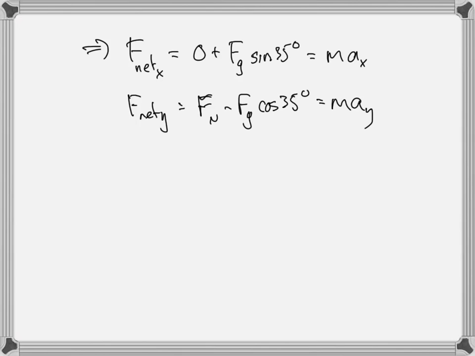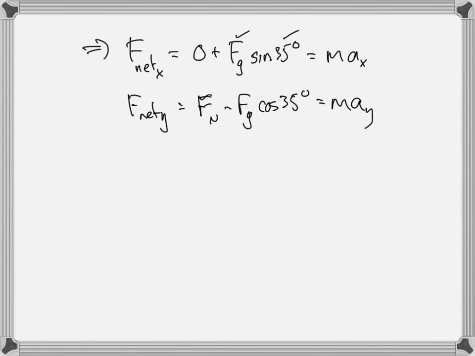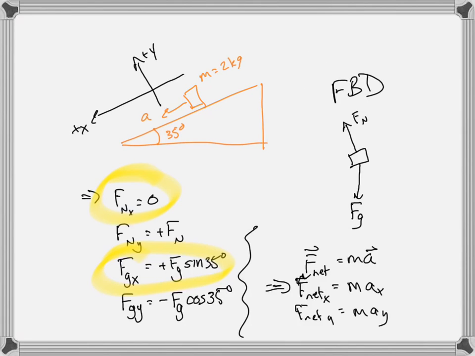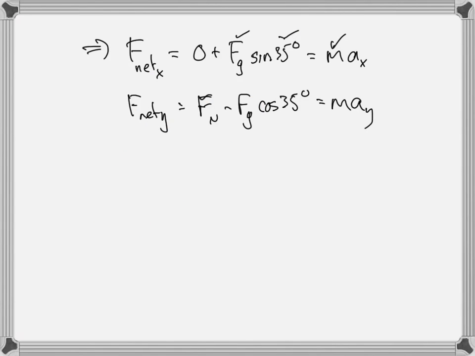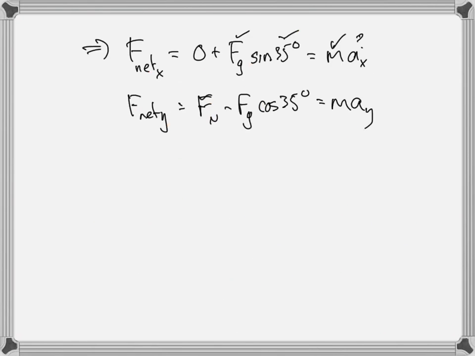And then we say, okay, what do we know and what don't we know? All right, we know what Fg is. That's the weight of the box. Fg is just mg. We know the angle. We just wrote it as 35 degrees instead of theta. We know m because we're given the mass of the box. And we're looking for a sub x. That's what we're asked for. What we asked for a long, long time ago is what is the box's acceleration down the plane. That's a sub x. We don't know F sub n.